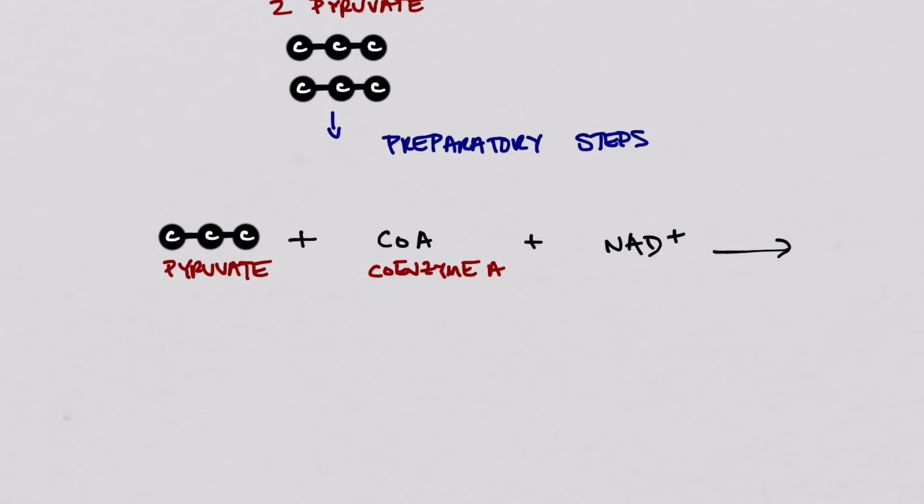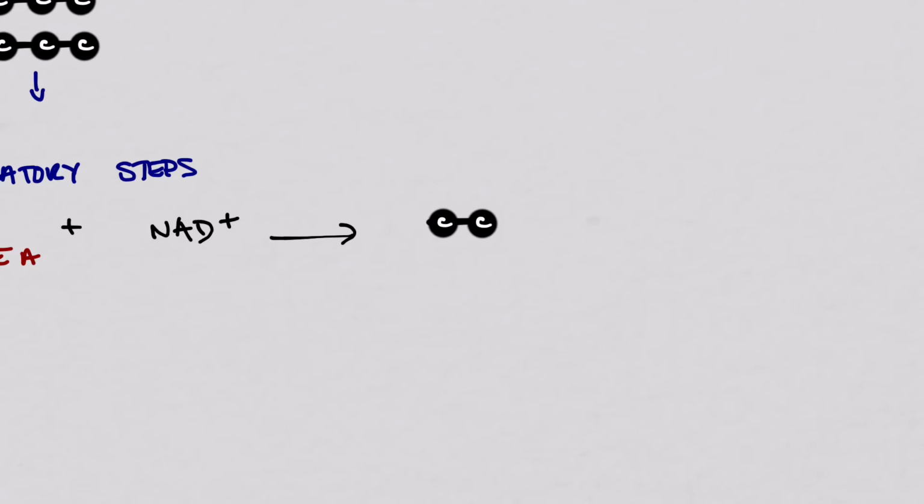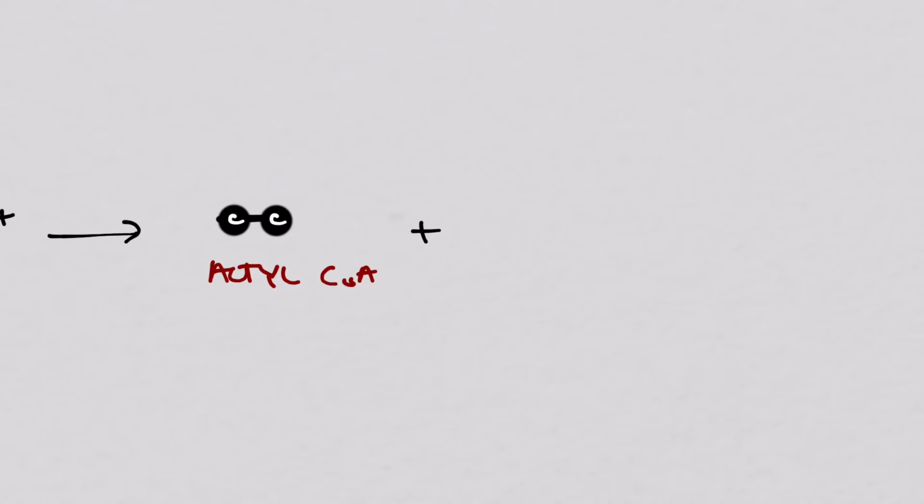Is all going to form this compound called acetyl-CoA. It's like a combination of, we stuck coenzyme A onto pyruvate, but you'll notice it's only 2 carbons long. So what happened to the other carbon? Well, it broke off and it's going to be excreted as CO2. So this is our first molecule of CO2 that we've seen produced in humans.